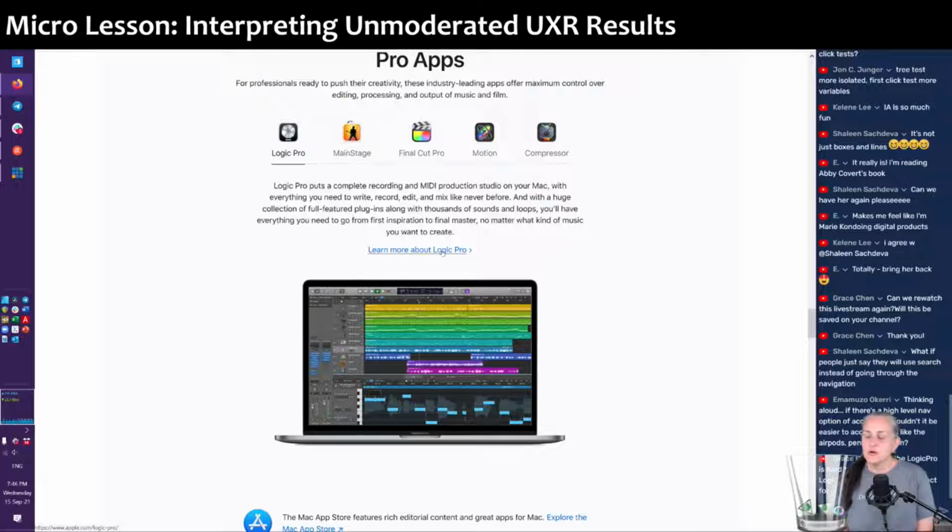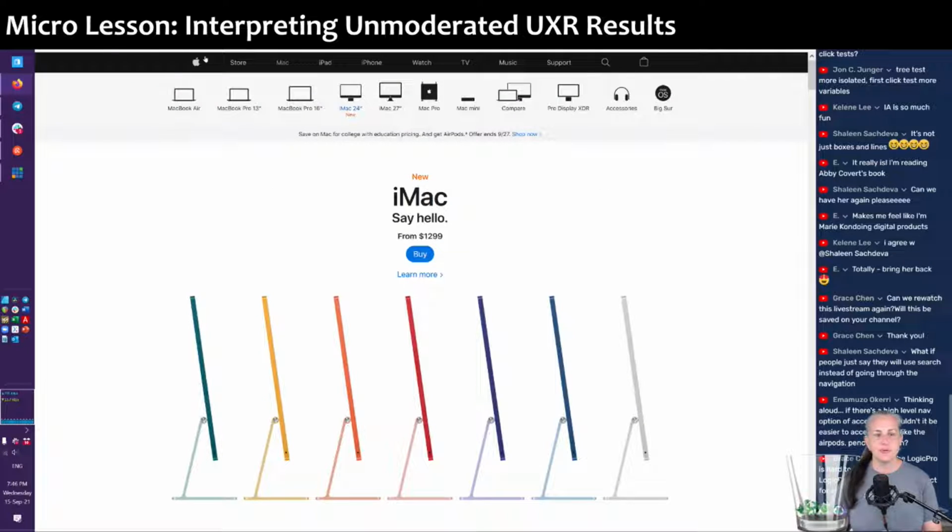And Mamuzo is here, great to see you, says, thinking aloud, if there's a high-level nav option of accessories, wouldn't it be easier to access things like AirPods, Pencil, and so on? I think so, but let's take a look at how Apple did it. Store, Mac, iPad, iPhone, Watch, TV, Music, Support, Search, and I guess this is Shopping Basket. So where are accessories? You're totally right.